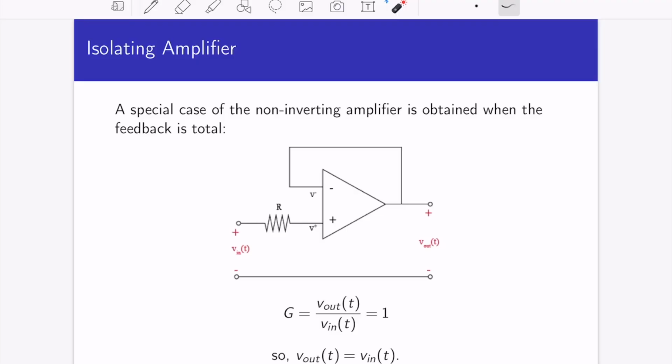The purpose here is not to change the gain, since it's 1, but instead to isolate the output from the input electrically. So a lot of times isolating amplifiers are used in conjunction with other amplifier designs.